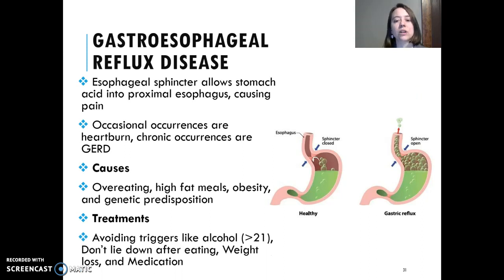So avoiding triggers. Some common triggers are drinking alcohol, and obviously that applies as an adult after you're over 21. Don't lie down after eating. That can be a trigger. If obesity is a problem, losing weight, and then otherwise there are medications a person can take.